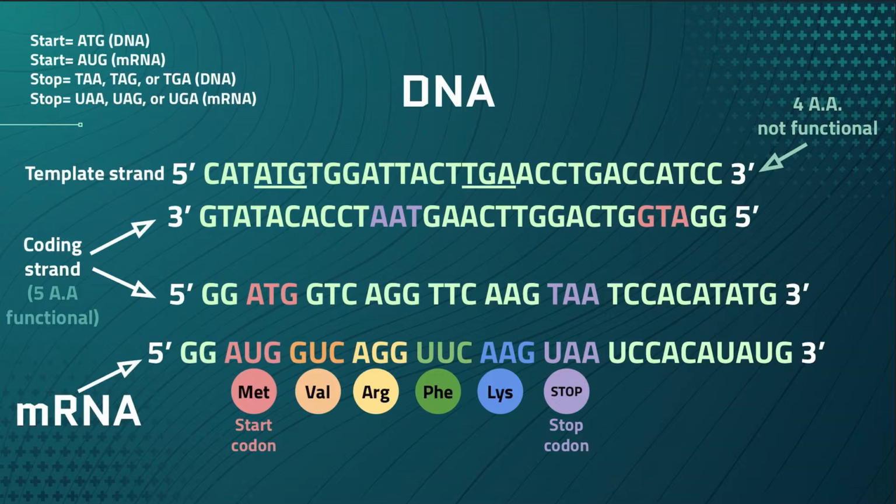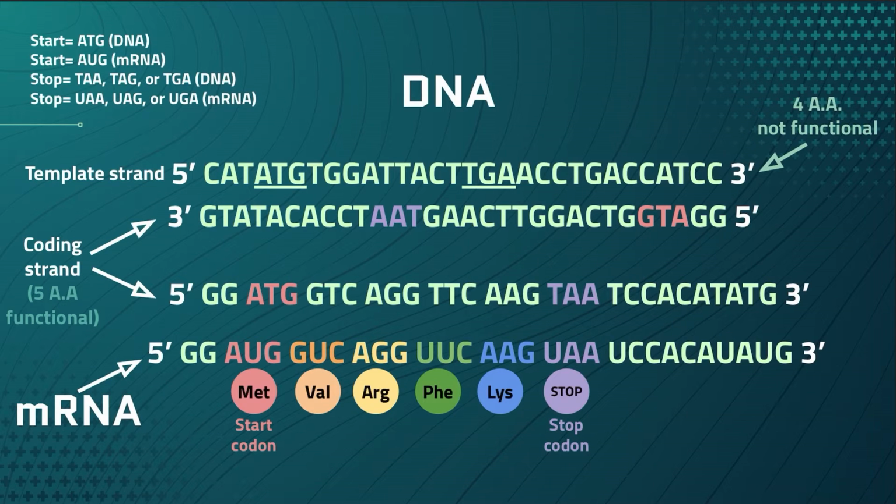If we look at this top one, we find a start codon here and a stop codon here. But if we count 1, 2, 3, 4, this only gives us 4 amino acids. Therefore, this is going to be non-functional, or not the one that we're looking for. If we look at this bottom one right here, we see a start codon here and a stop one right here. And this would give us 5 amino acids. Therefore, this is going to be functional.